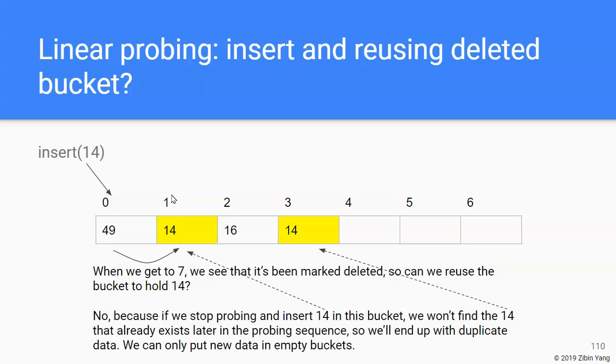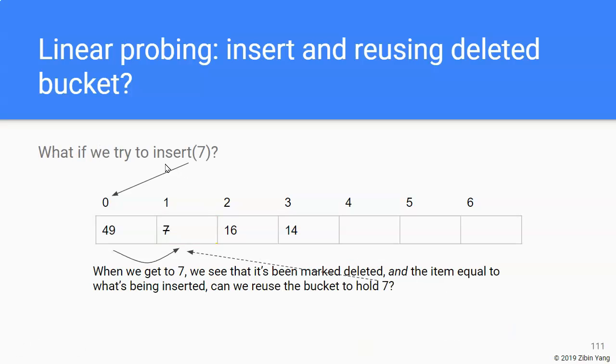The answer was that we cannot, because if we put in the number 14 here and then we stop the probing because we are done inserting 14, then we can end up with having duplicate 14 in the hash table because there was another 14 that's later in the probing sequence.